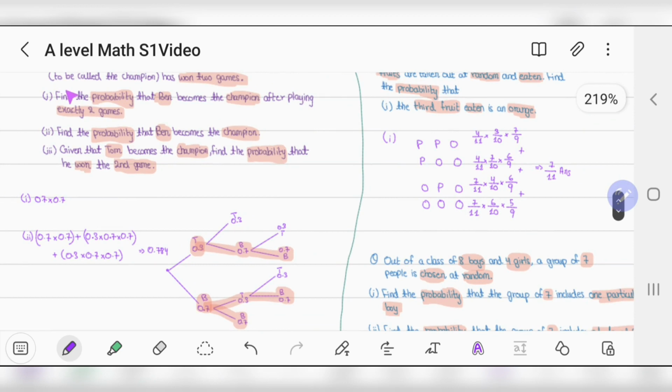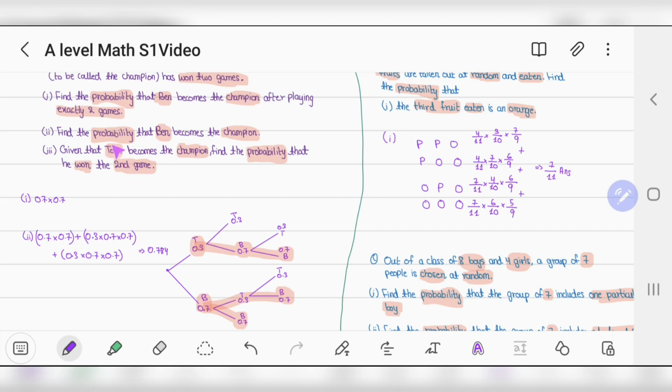Okay. Says find the probability that Ben becomes the champion. Ben becomes the champion: 0.7 times 0.3 times 0.7 plus 0.7 times 0.7 plus 0.3 times 0.7 times 0.7. So you just do this and you got the answer. Part 3 is given that Tom becomes the champion, find the probability that he won the second game.